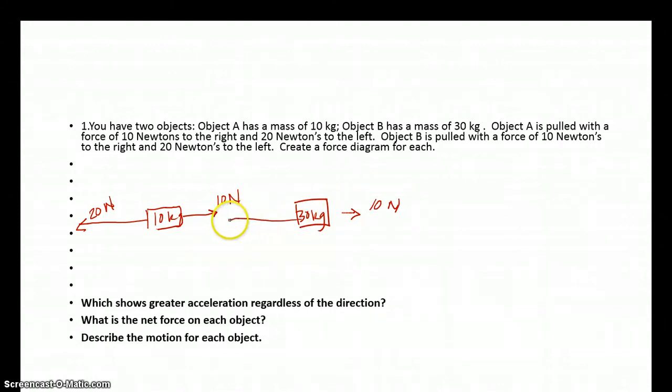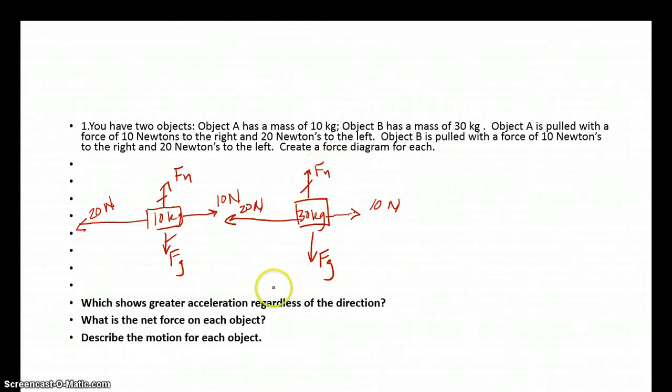Object B has a force of 10 newtons to the right. In this case, it has also a force of 20 newtons to the left. So you're noticing that the forces that are being pulled are the same, but the masses aren't the same. So I've created a force diagram. The only thing I need to do is create an FG and Fn, and we can make those be equal to each other just by putting a dash and Fn.